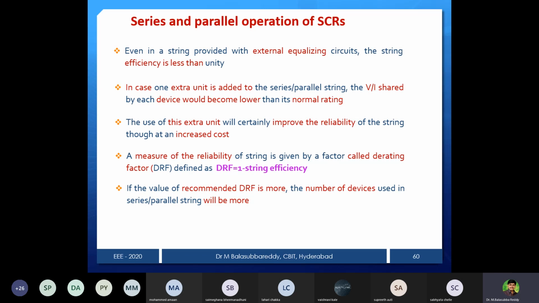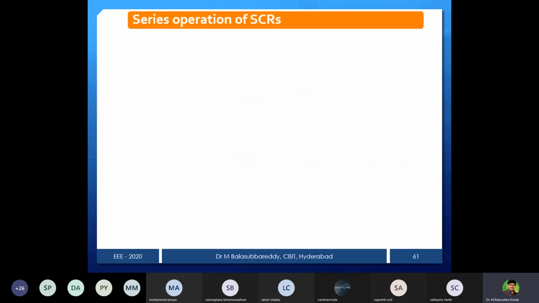So if the derating factor is more, reliability will be more. More reliability means you need to use more devices. This will certainly improve the reliability, but also the cost will increase, because we are using more devices. Reliability will improve, obviously, and in turn, cost also will increase. That is the basic phenomenon. Now we'll move on to the series operation, then we'll go to the parallel operation.